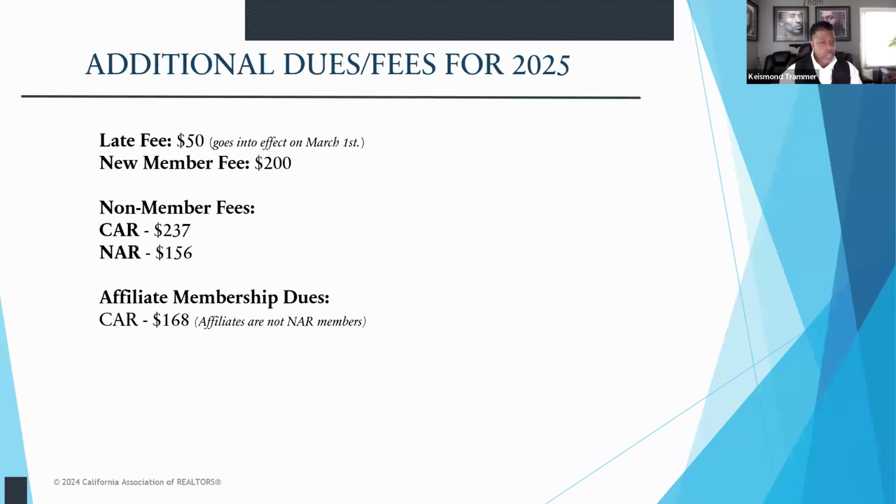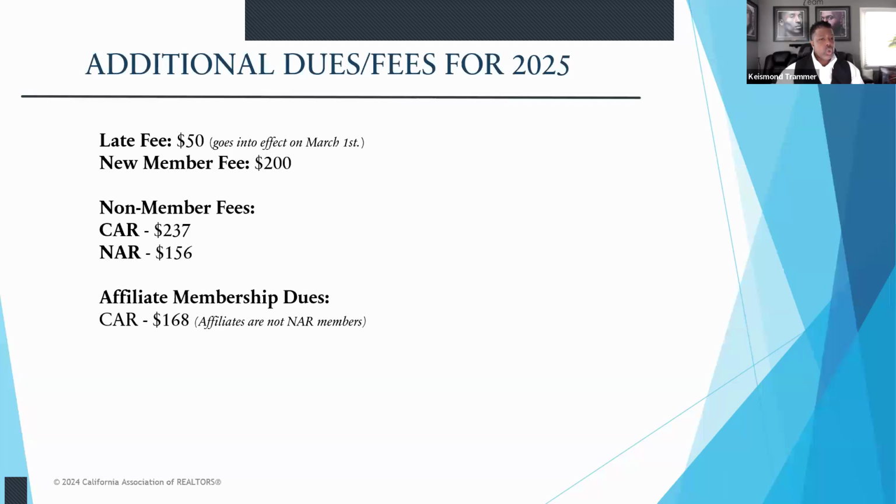So this page just contains additional dues and fees for 2025. So the late fee will remain the same at $50. The late fee for C.A.R. goes into effect on March 1st. The new member fee is remaining the same at $200. Also, the non-member fee for C.A.R. is $237, and the non-member fee for N.A.R. is $156. Also, the non-member fee is never prorated.